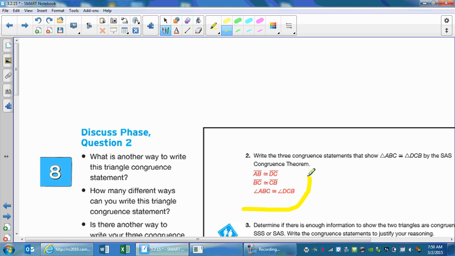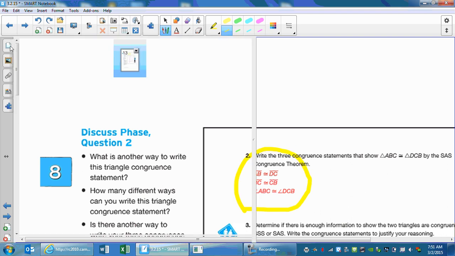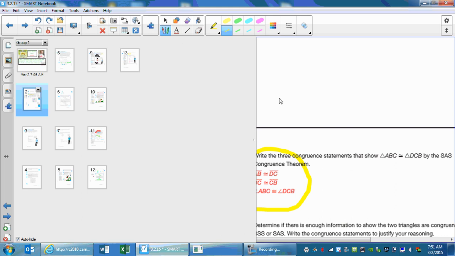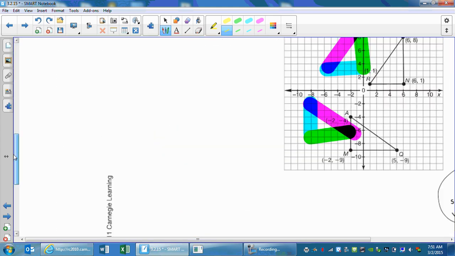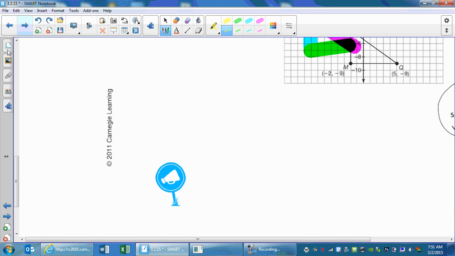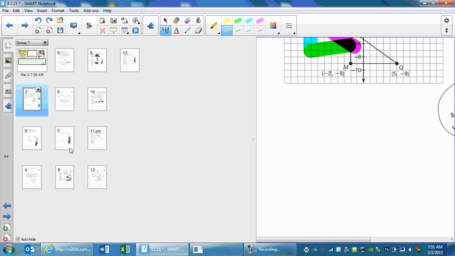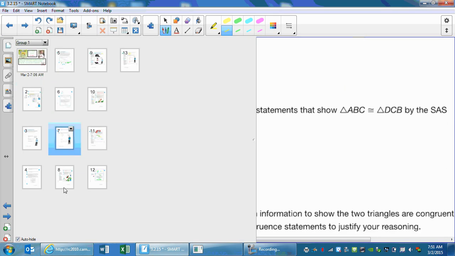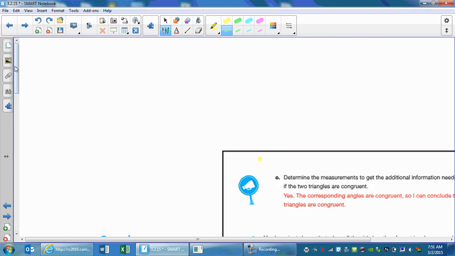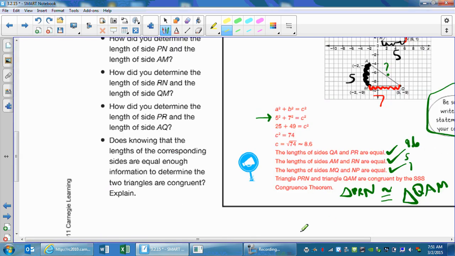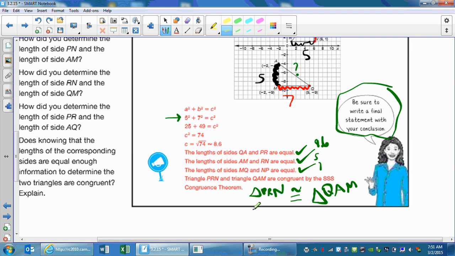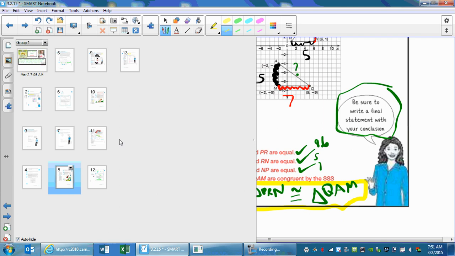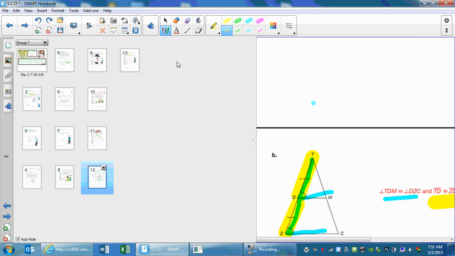I want you to write the 3 congruent statements. So earlier how I was saying, instead of writing it out as a sentence, we'll be able to start writing it using our symbols. So let's go back. We're on page 458.